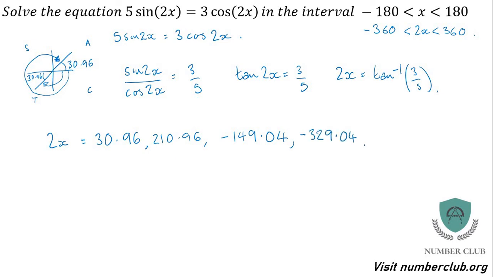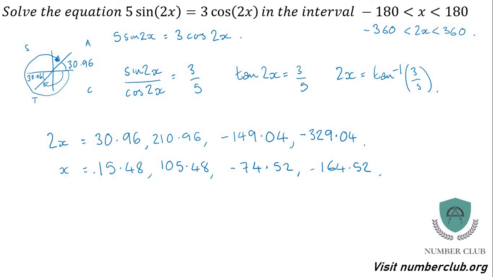Okay, so those are the 4 candidate values there. Now once we've got that, we can divide through by 2. 15.48, 105.48, negative 74.52, and 329.04. 329.04 divided by 2 is 164.52, so negative 164.52. Okay, those are all the solutions in the interval.